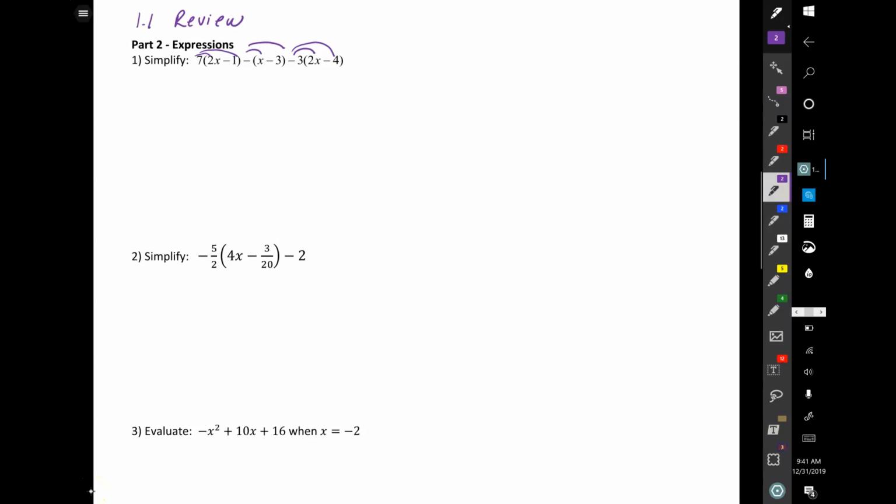In this video, we continue with the review of 1.1 Prerequisite Skills for Algebra, Part 2, Expressions. Number 1, simplify. 7 times quantity 2x minus 1 minus quantity x minus 3 minus 3 times quantity 2x minus 4. And you can see where I have all those arrows there where I'm going to distribute.